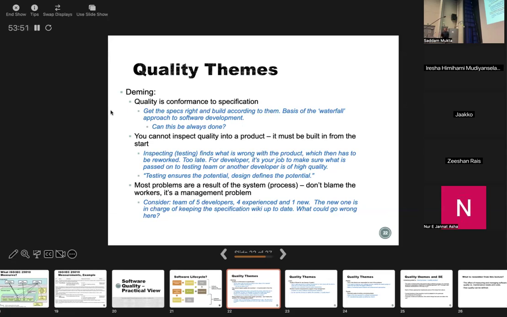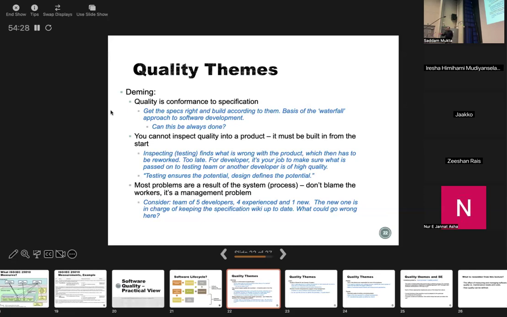So not always. If it is the waterfall model, it cannot be done so straightforwardly. Because in the waterfall model, at the very beginning we just read the spec, then step by step we develop the things. But if you cannot return back after getting some interaction with the customers, it is not an appropriate approach for all cases. So you cannot expect to inspect quality into a product. It must be built in from the start.